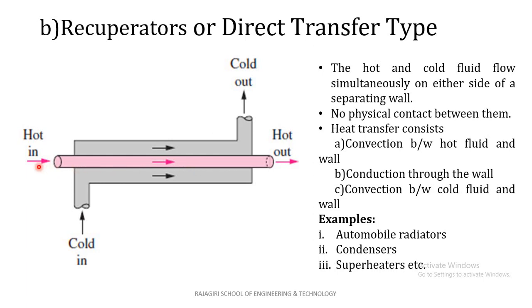In this, the hot fluid is passing through the inner tube and the cold fluid is passing through the outer tube, or the annular spacing of the outer tube. So both the fluids don't contact each other. There is no physical contact between them. If this is hot and this is cold fluid, heat will transfer from this hot fluid to the cold fluid, through this separating wall. Actually, the inner pipe is the separating wall in this type of heat exchanger.